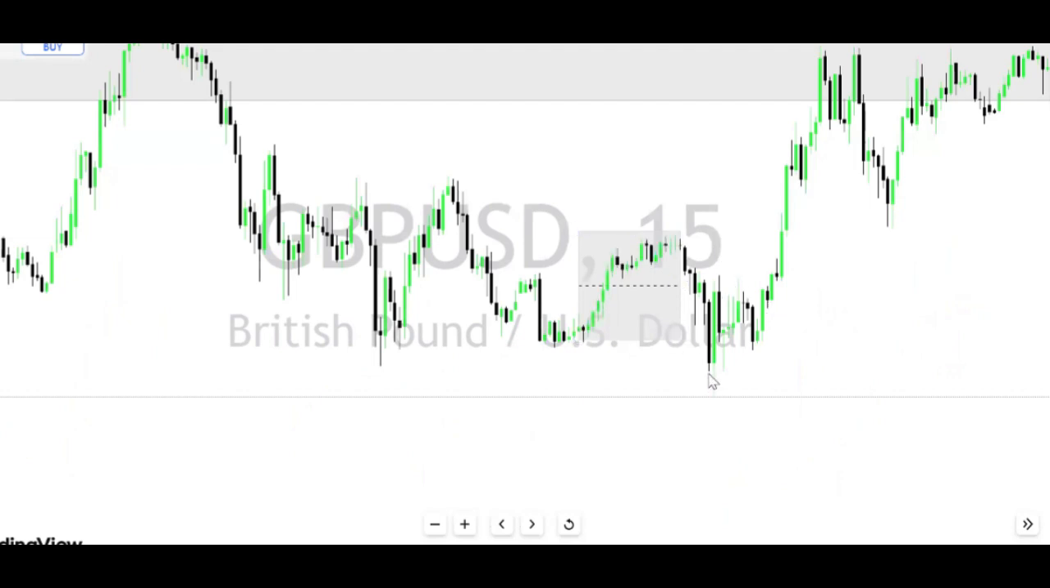Can you see how price took out the low of this candle and then closed above the low of this candle, right? Let me mark it with a horizontal line. Can you see the low of this red or bearish candle? Price took out the low of the bearish candle and closed above it, right? This is a confirmation that the manipulation leg might have come to an end.